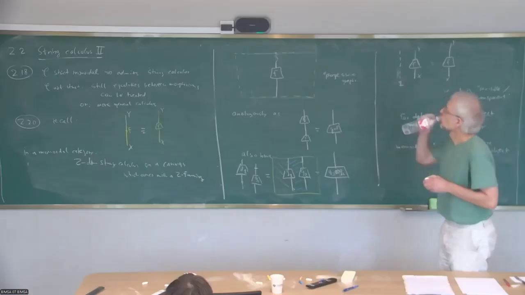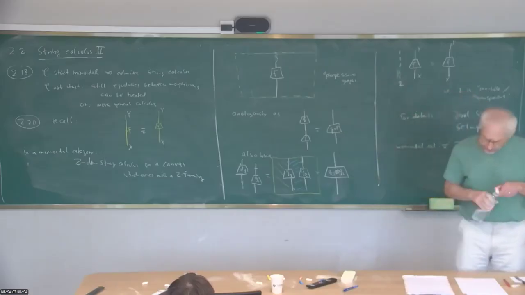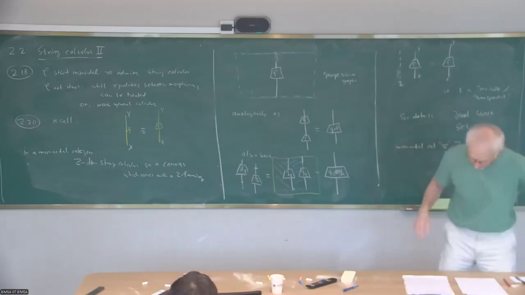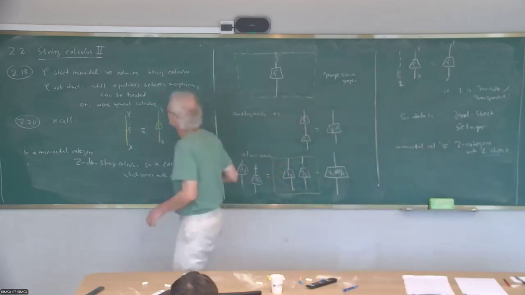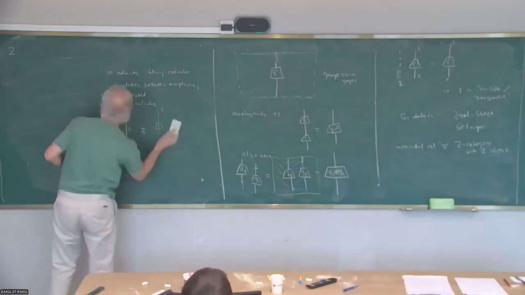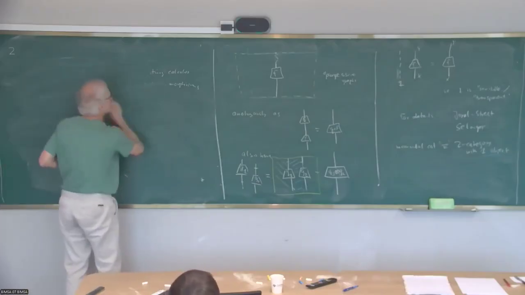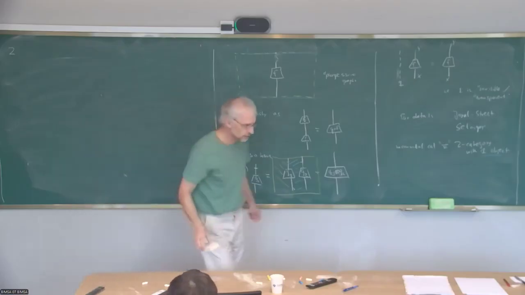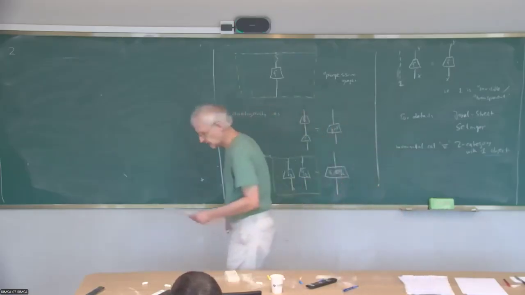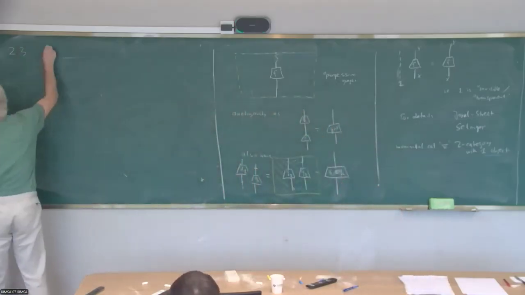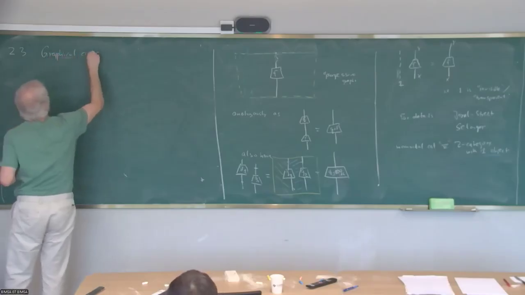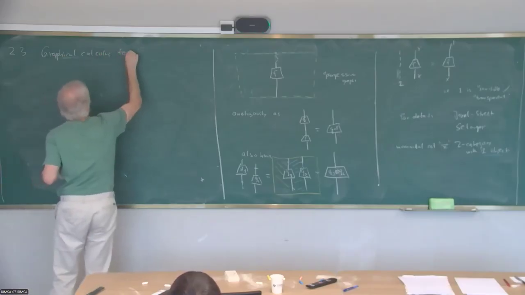This is already all about section 2. This was graphical calculus. Section 2.3 is still more graphical calculus, but for a particular case, for algebras and coalgebras.